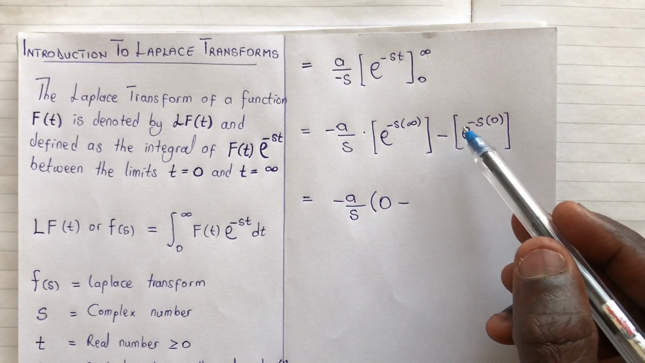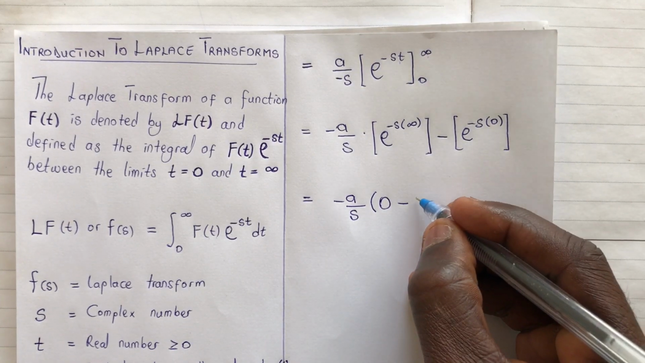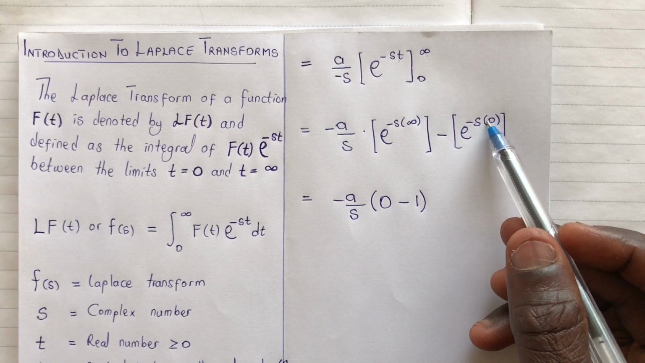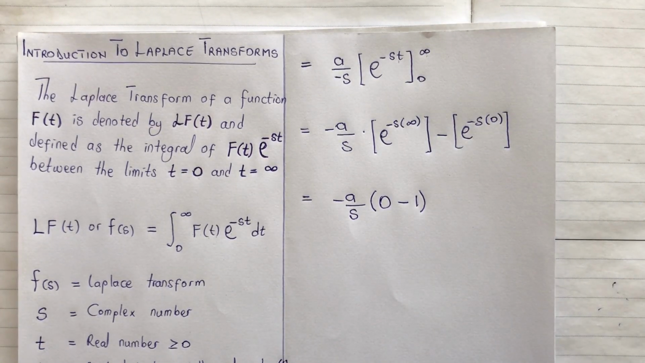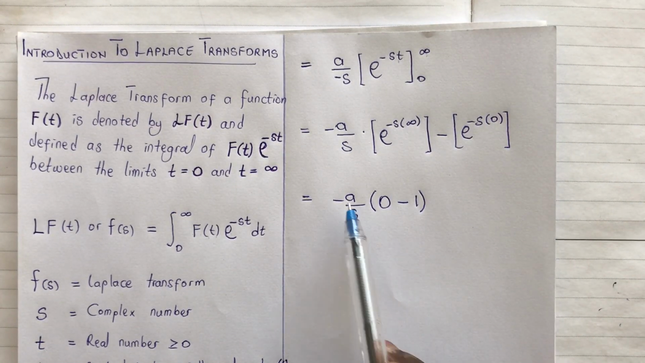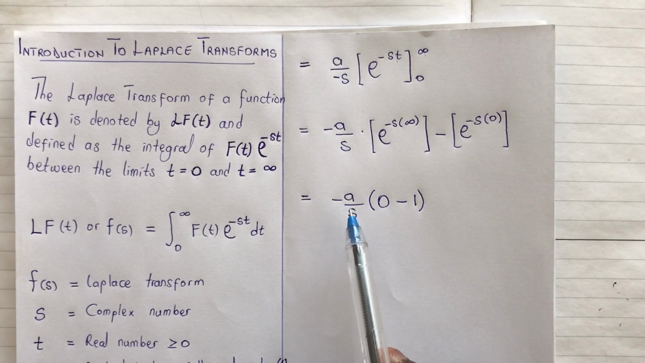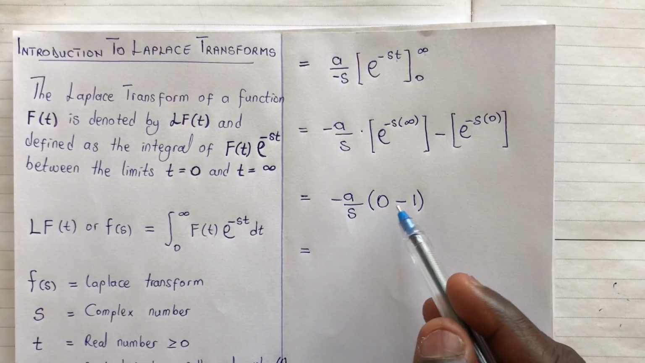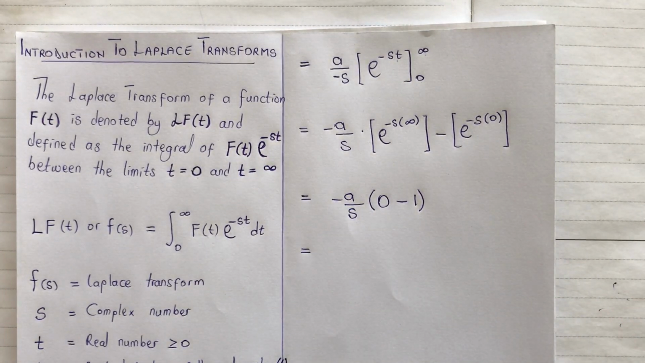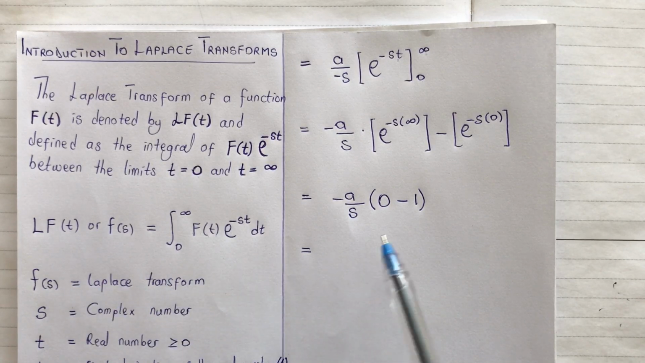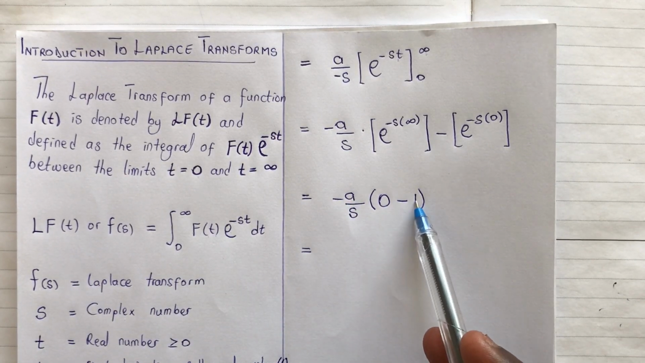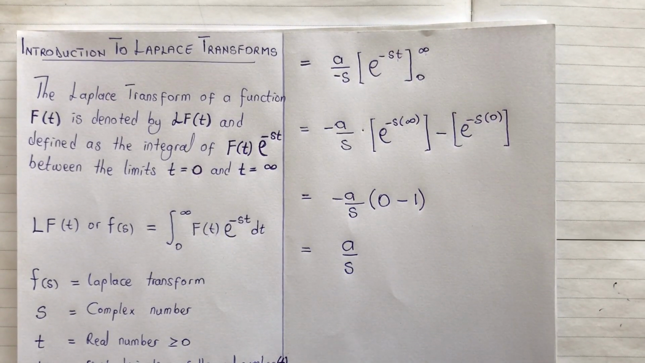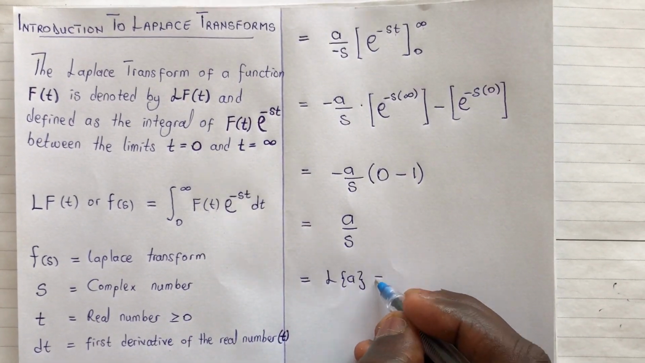0 minus what? Everything that we have here is 1. Remember, x to the power 0 is 1. So if we have this raised to the power 0, the result is still 1. All right, so your next step is to use this to multiply this and use this to multiply that. So this is giving us negative a over s times 0, which will give us 0. We don't want that, so that is out of the way, and negative a times negative 1 will give us a over s. And that is it. So the Laplace transform of a is equal to a over s.